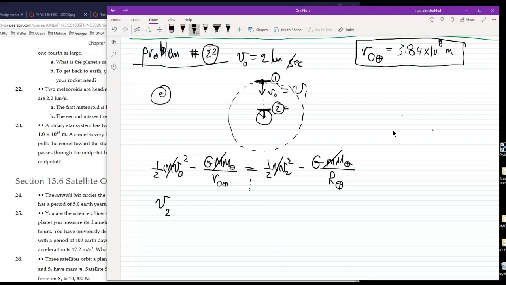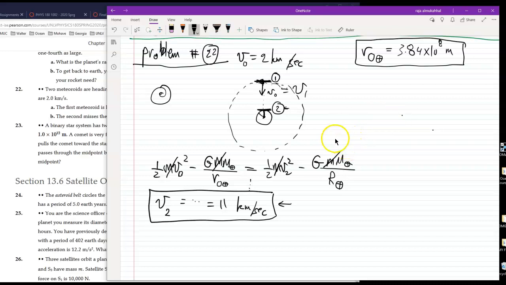And when you work it out, you'll end up with 11 kilometers per second. Kilometer. Don't forget, it's not meters. Kilometer. That's at least my answer. Got it? Okay. Now, we're going to do the same thing, but a different part.